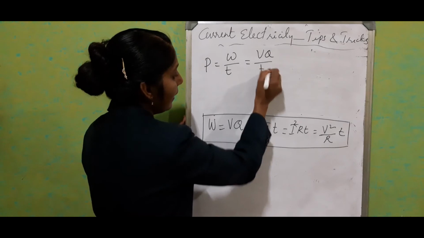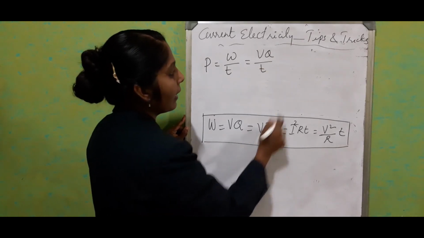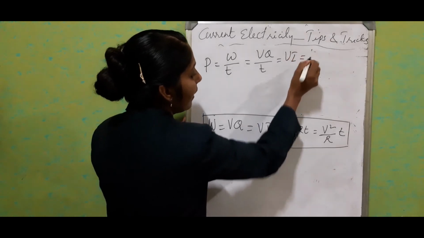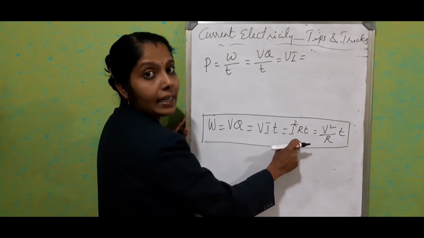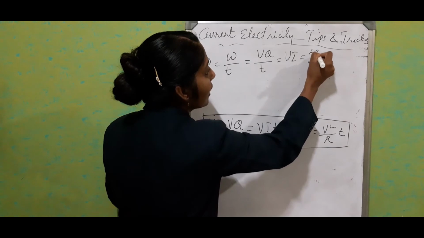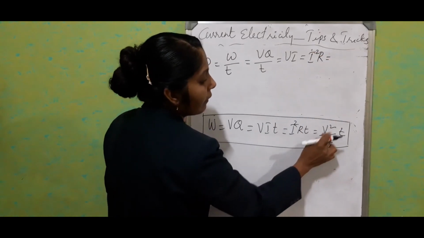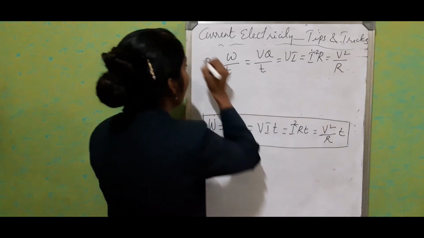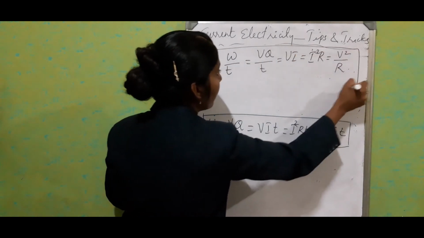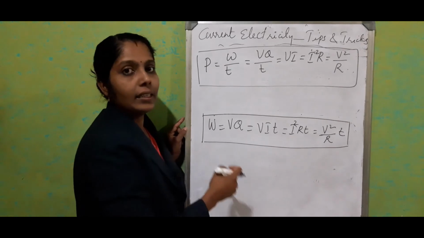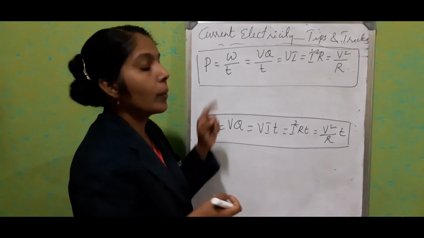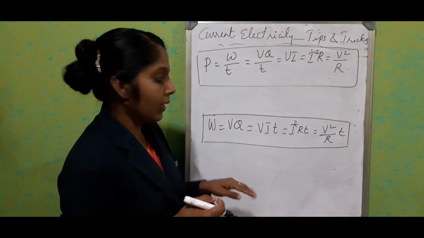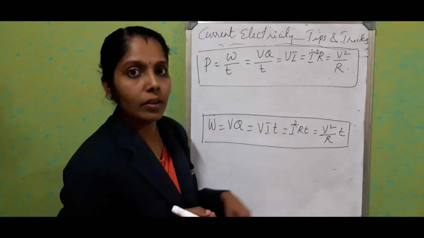Then VIT by T. Finally, what do we get if we divide by T? VI will be there. I square RT by T, finally we will get I square R. Again, V square T by R divided by T, we will get V square by R. So if we know the equation for work done, you can easily find out the equation for power. Power is rate of change of work done. Simply we have to divide by T.